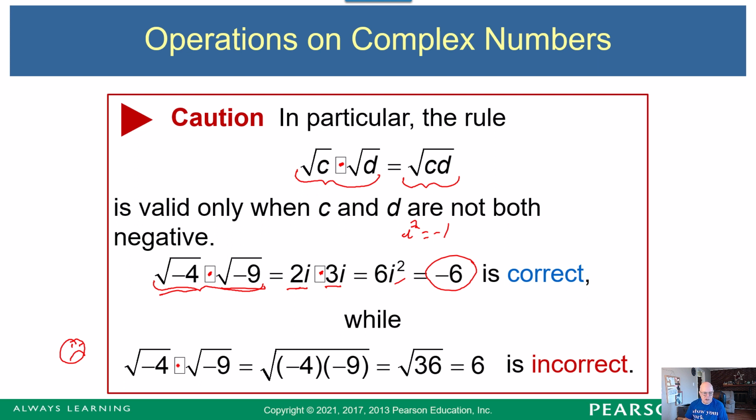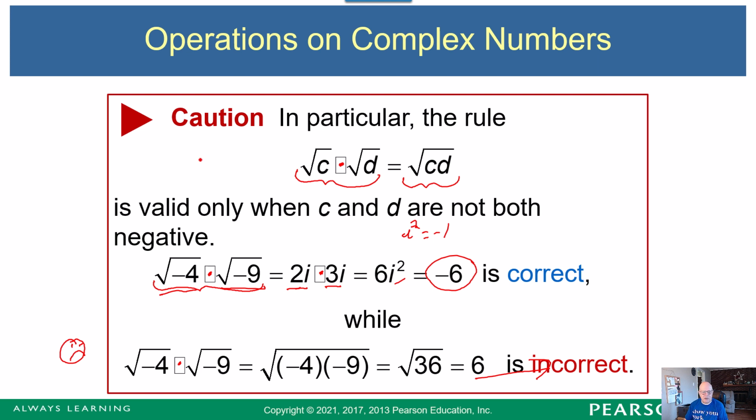Don't multiply those together like this. Remember, this is multiplication. And bring those together like that. It looks like things are going to turn out just fine. But it doesn't work that way. Because when you multiply those two negatives, you get the 36, and everything goes downhill from there. 6 is not the correct answer.